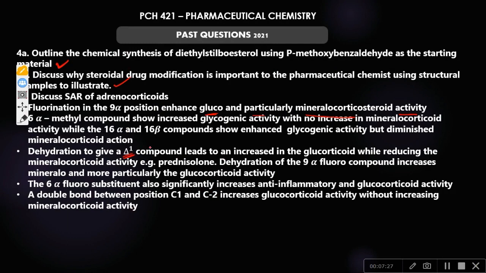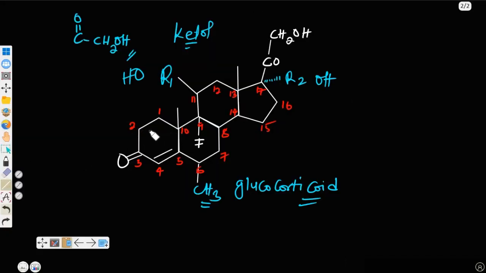This delta 1 means the bond is at position number what? Double bond is at position number 1. Is that okay? Example is prednisolone. Now, if you check your note for the structure of prednisolone, you agree with me that prednisolone has a double bond at this position here. Are you getting it? Then it has another double bond here.